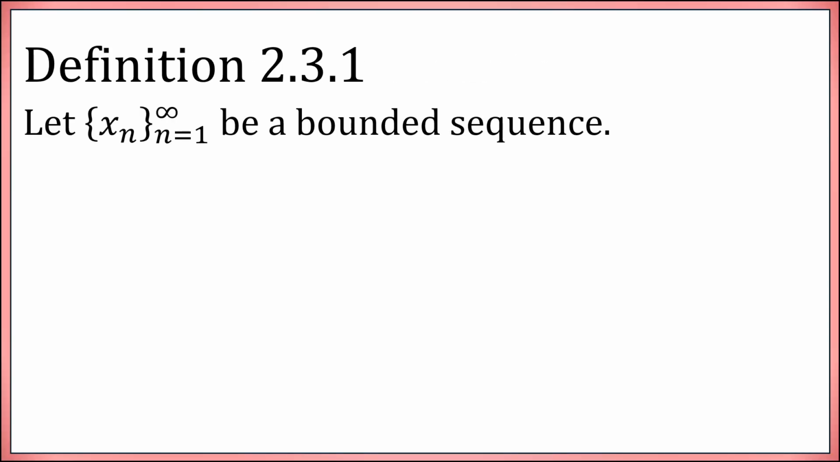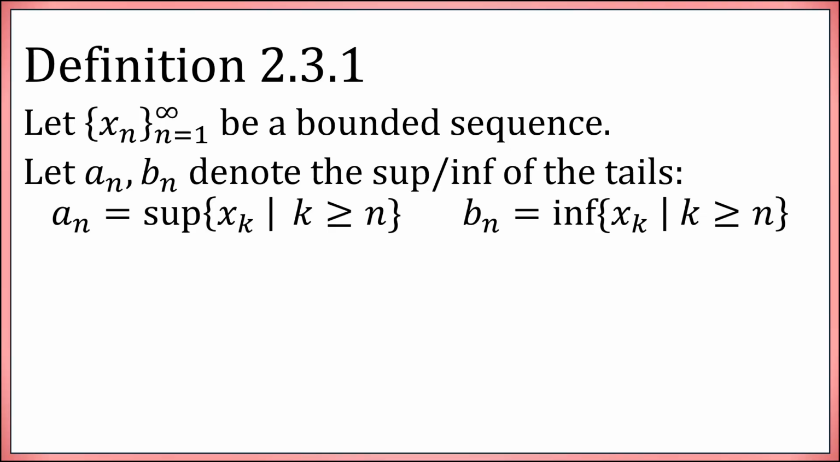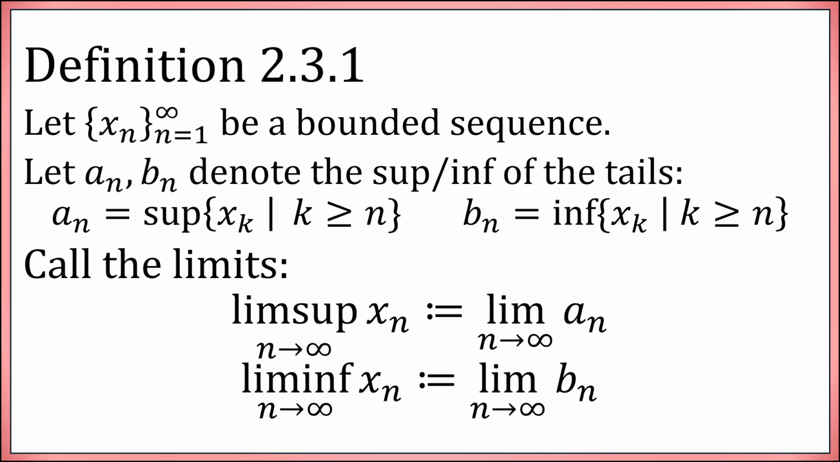So this leads to Definition 2.3.1. Suppose x_n is a bounded sequence. Denote a_n and b_n to be the sup and inf of the tails. So a_n is the sup of the n-tail, and b_n is the inf of the n-tail. Now, we can define the limsup to be the limit of the a_n's, and the liminf to be the limit of the b_n's.